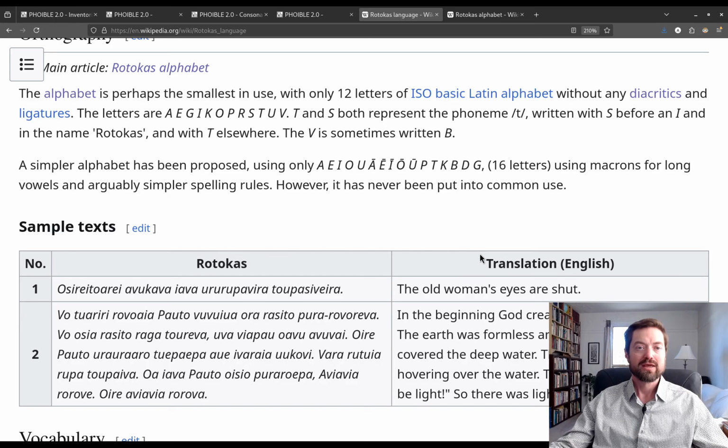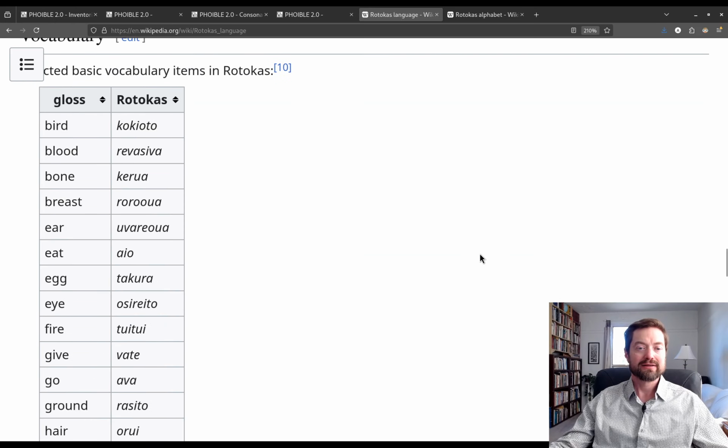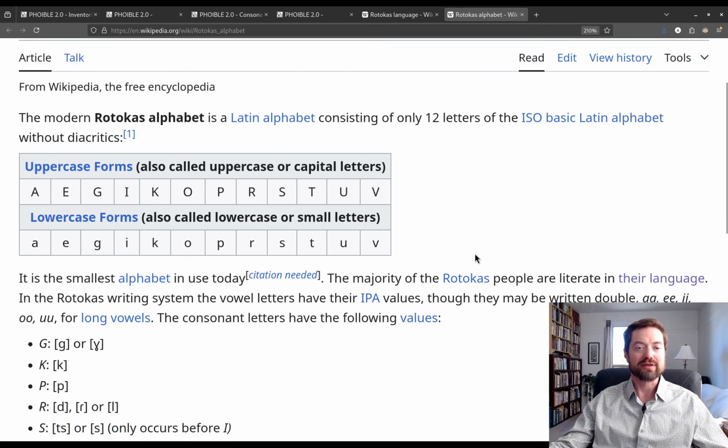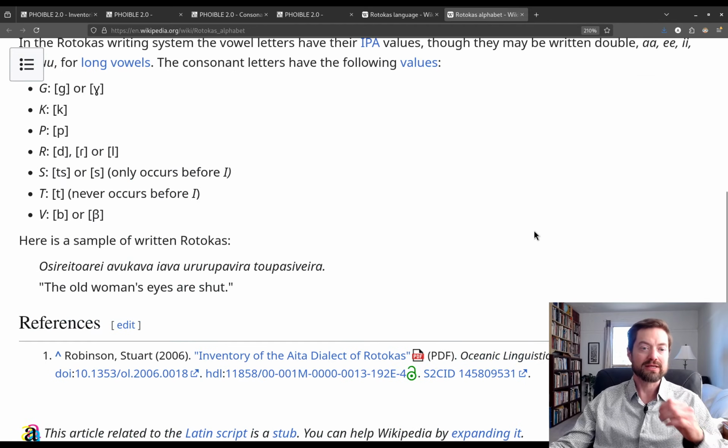Okay. And then we can look at the alphabet, which is simply a selection of the English alphabet, in which it has selected 12. Now, why are there 12 and not 11? Well, here it looks like the R stands for that D-like sound. The V stands for that B-like sound. And otherwise, we have this S. What is the S doing there?